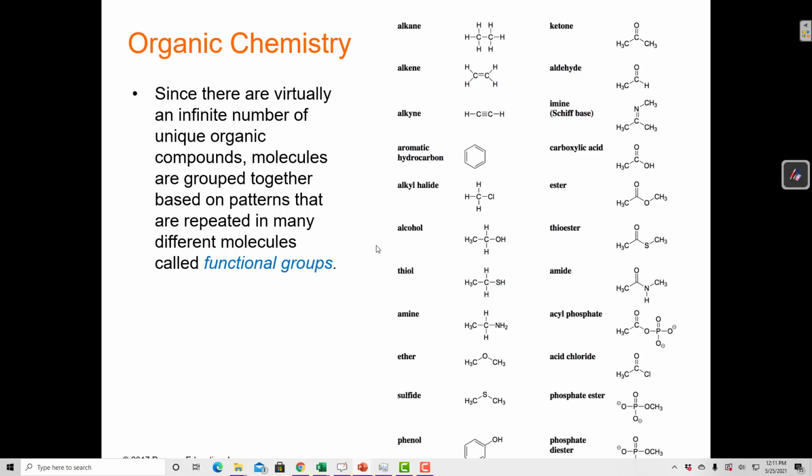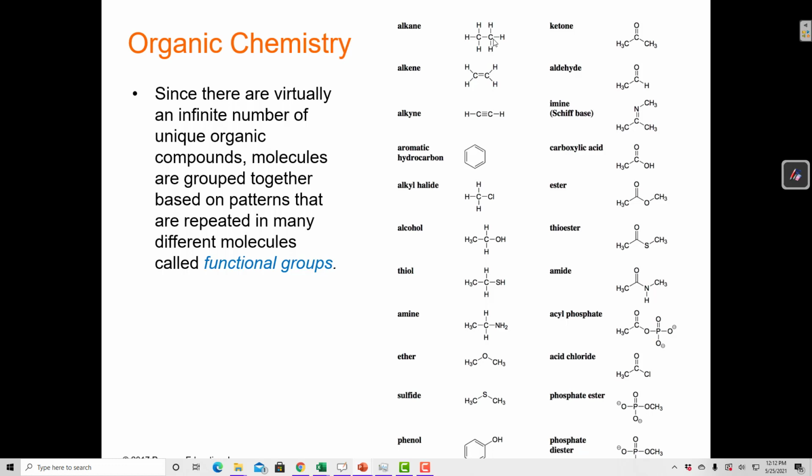So, since there are a virtually infinite number of unique compounds, we need a way to group them all together, because understanding the properties of an infinite number of things would be impossible. But understanding the properties of, let's say, 20 categories of molecules is much easier, because if we can make 20 categories into which every single one of these virtually infinite number of molecules can fit, then we really only have to memorize 20 different groups, not an infinite number of different groups. And that's generally the case.